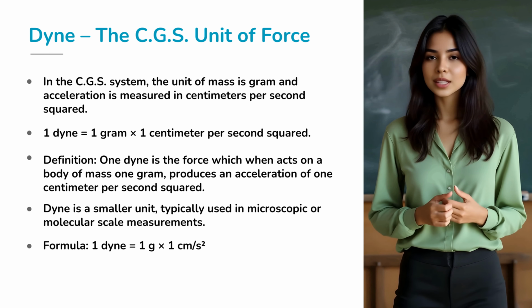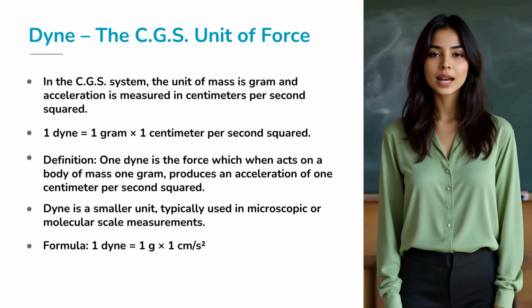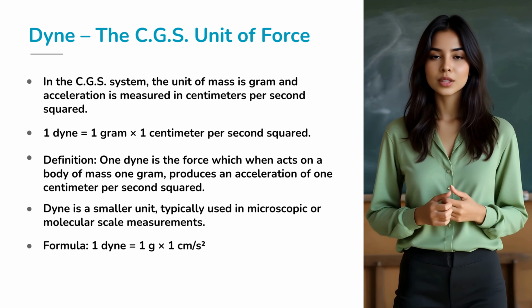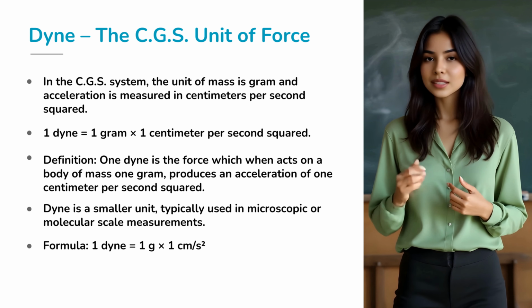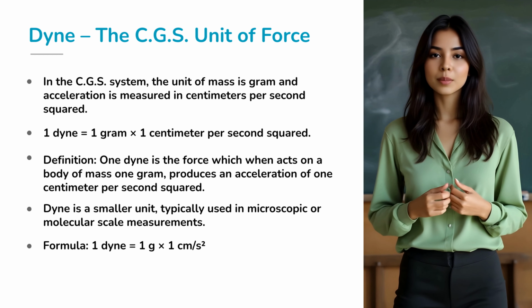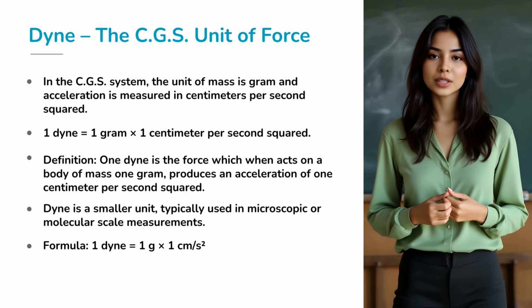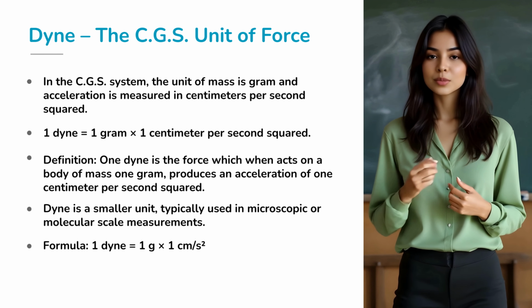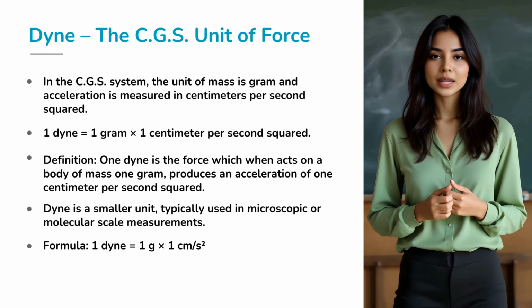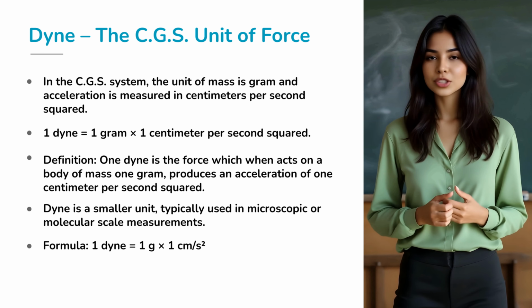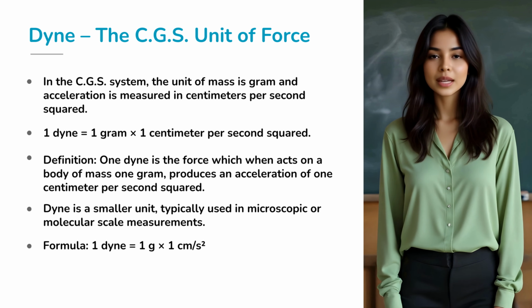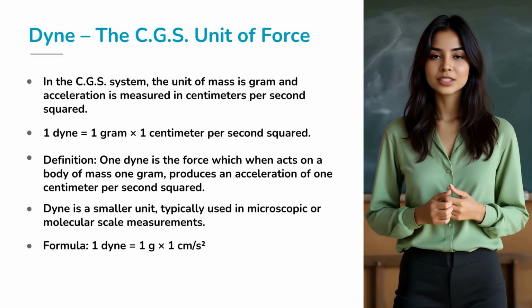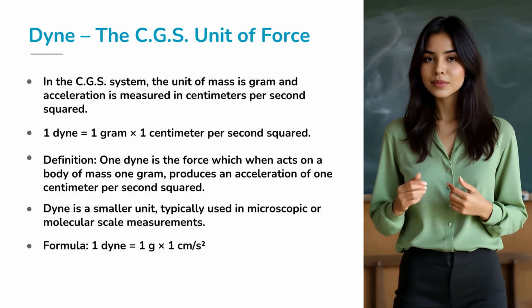1 dyne is defined as the force that produces an acceleration of 1 centimeter per second squared in a mass of 1 gram. That means 1 dyne equals 1 gram multiplied by 1 centimeter per second squared. Because grams and centimeters are smaller units than kilograms and meters, the dyne is also a much smaller unit. It is ideal for measuring very small forces, such as in surface tension or molecular motion.